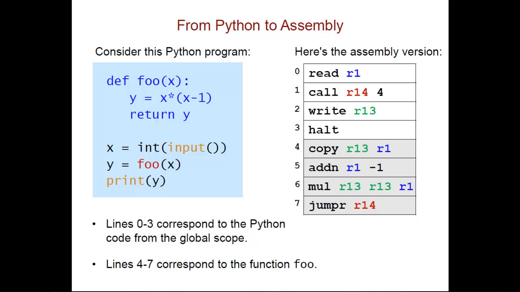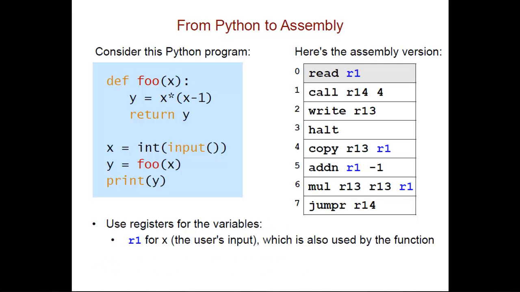and how it's being called and returned from. So first of all, it's worth noting that we're using registers to take the place of the variables in the Python program. In particular, we're using register R1 for the variable x, which is the user's input, and it's also the input to the function. So you can see we're reading into R1 up here. That's where the user's input is going to go. We're also using that value down here in the function.